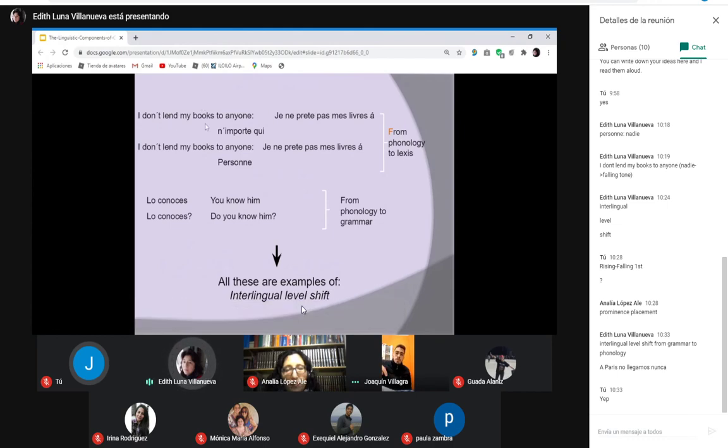It says, I don't lend my books to anyone. Was it in that way, miss? And the other was to anyone. So the contrast was from phonology turned into lexis, right? So this is an interlingual, you tell me. Interlingual. Now it's easy because you have just level shift. Later you will have rank shift, and after that you will have medium shift. But now it's easy. Interlingual level shift from, it is said there, phonology to lexis. Do you agree with me? Yes, because it's written there.